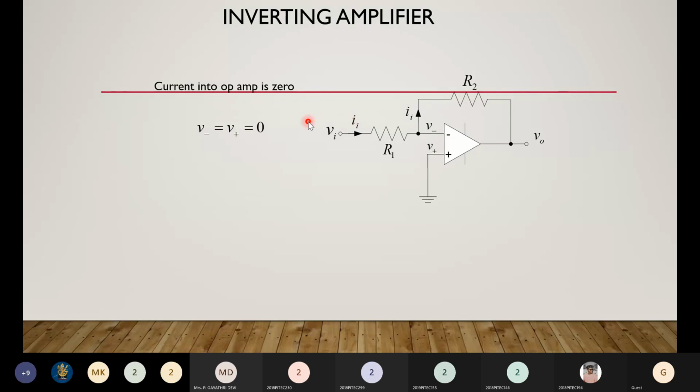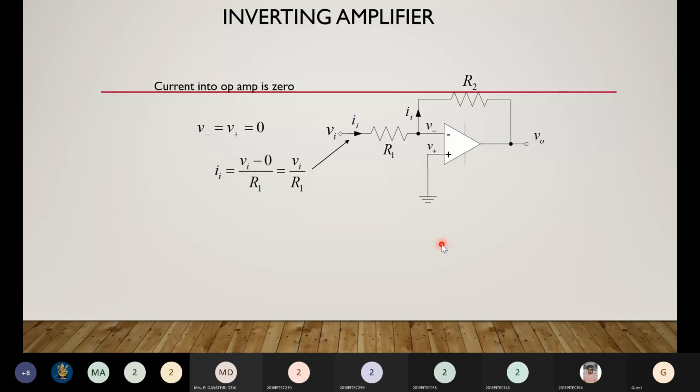We are going to see about an inverting amplifier. So this is the inverting amplifier circuit. It means input is given to the inverting terminal, the non-inverting terminal is grounded, and you have a feedback from the output to the input. When you connect a circuit like this, it is called an inverting amplifier.